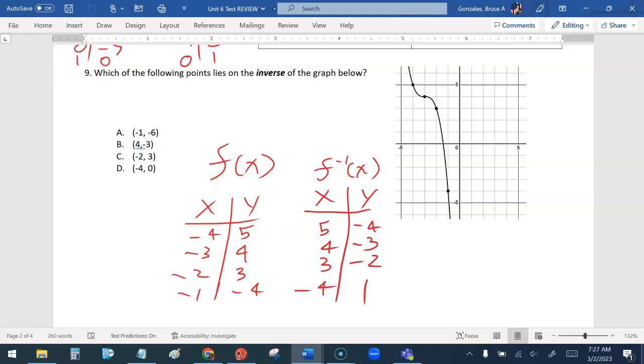All right, so in this table, which answer choice matches? Negative 1, negative 6 is not. 4, negative 3 is. Negative 2, 3 is not. That's actually in the original, so definitely not C. And negative 4, 0 is nothing. So the best one is letter B.